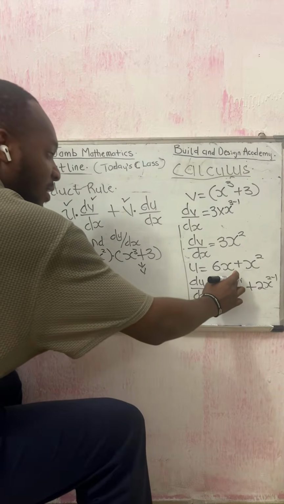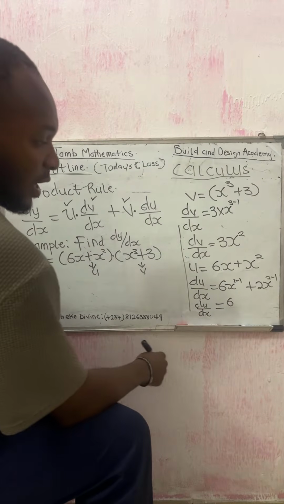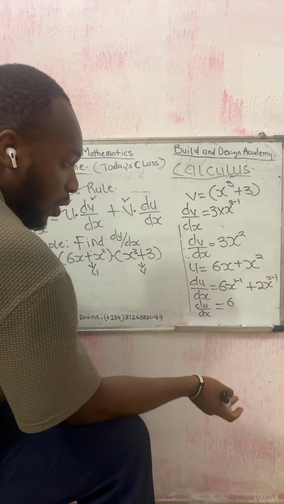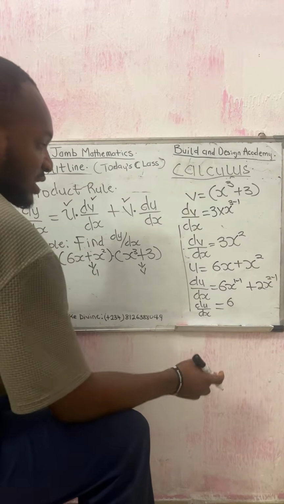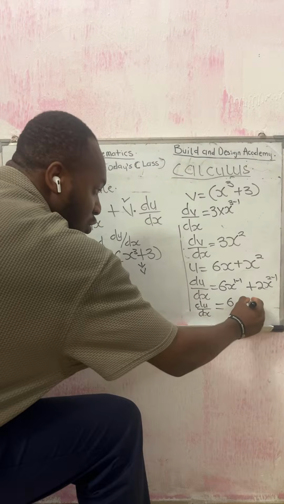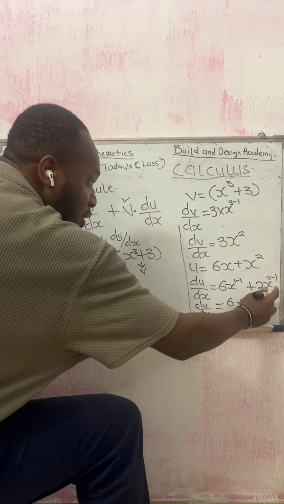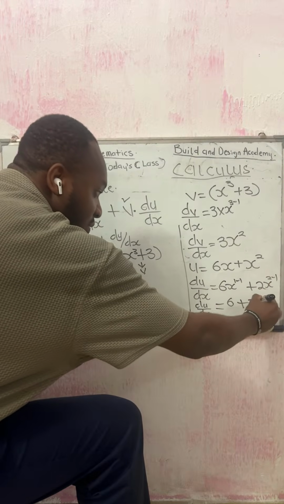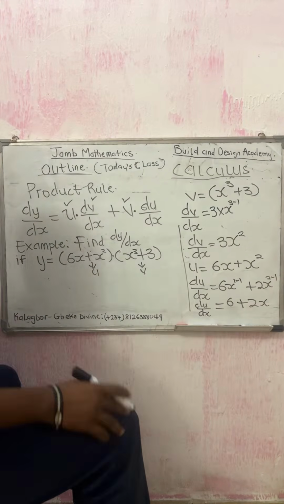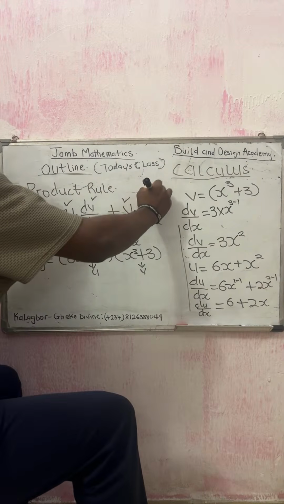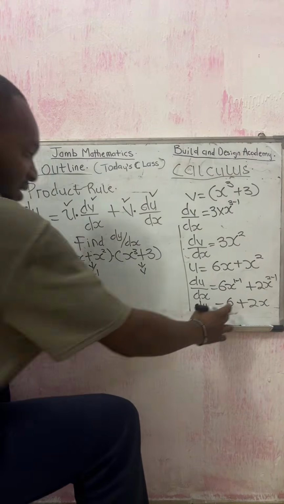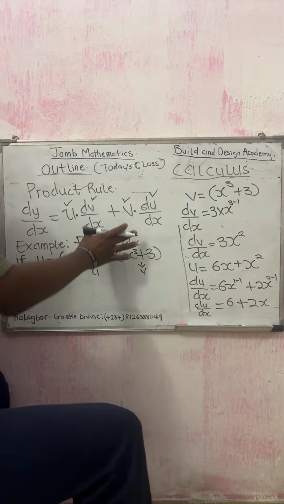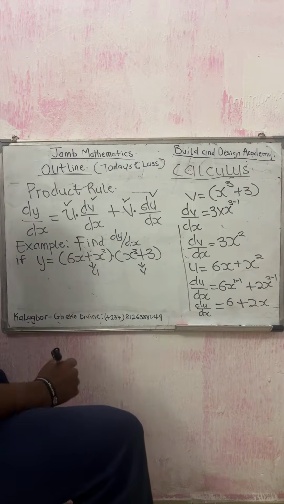6 times x raised to power 1 minus 1 is x raised to power 0. And x raised to power 0 is 1. So it will now be 6 times 1, which is 6, plus 2 into x raised to power 2 minus 1. 2 minus 1 is 1, so x raised to power 1 is x. So we have gotten our value for du over dx as 6 plus 2x. So we have everything.